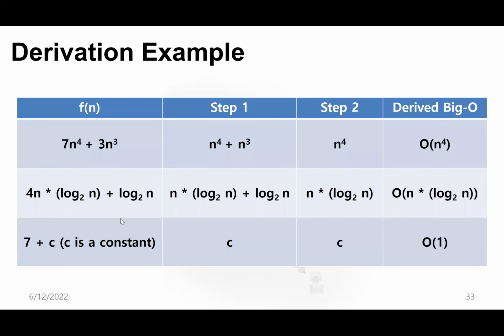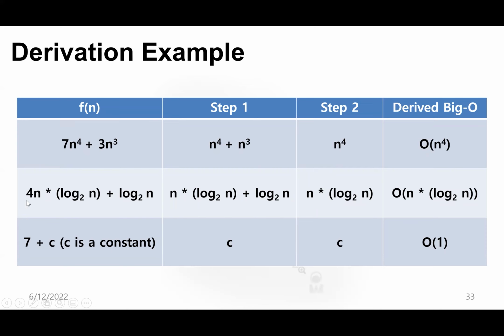Now similarly, okay, let's look at a few more examples. If you get this Fn, 7n power 4 plus 3n power 3. First step, remove all the coefficients. You have n power 4 plus n power 3. Second step, keep the largest one. So n power 4, so the big O that you write is O n power 4.